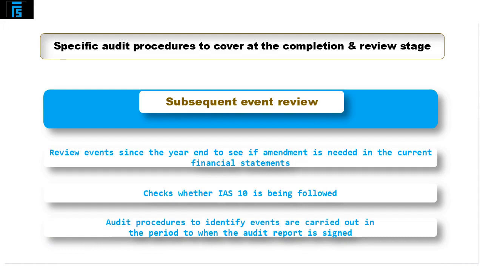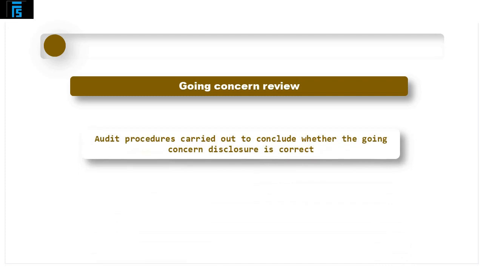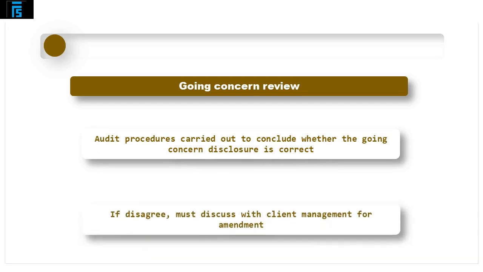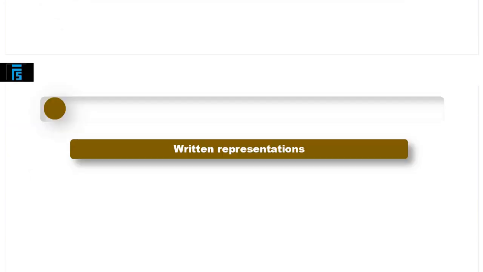Audit procedures to identify events must be carried out in the period up to when the audit report is signed by the auditor. The going concern review is another process the auditor must follow at the completion stage. Audit procedures must be carried out to assess whether the going concern status of the entity is disclosed correctly within the financial statements. If the auditor disagrees with the going concern disclosure or lack of it within the financial statements, discussions must be made with the client to recommend amendment.